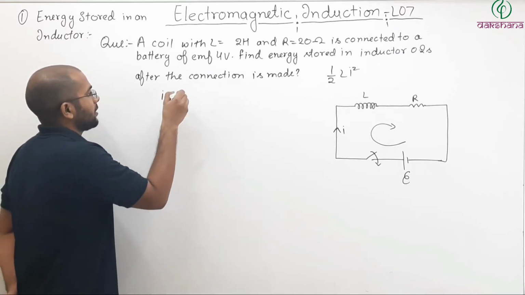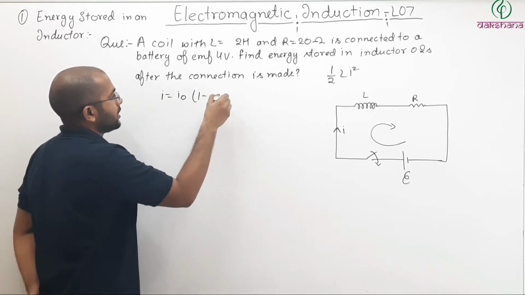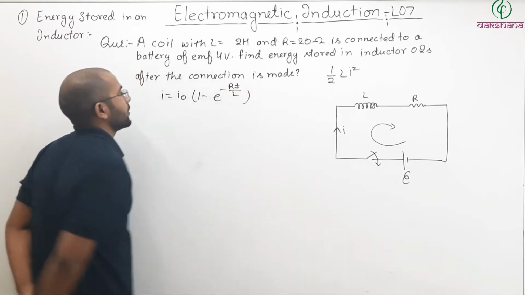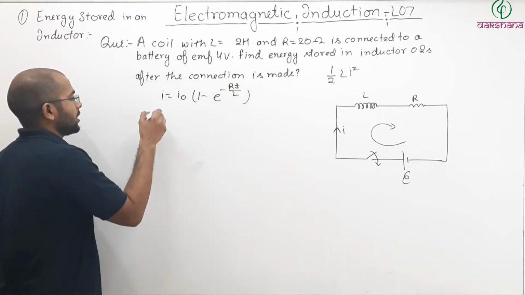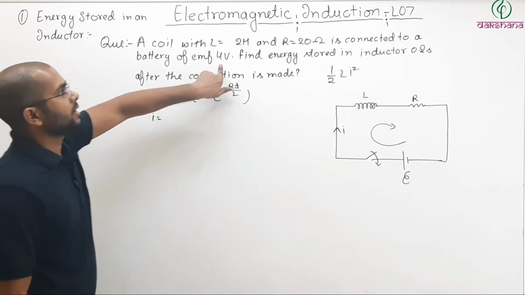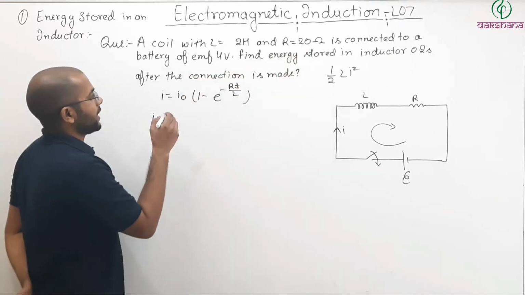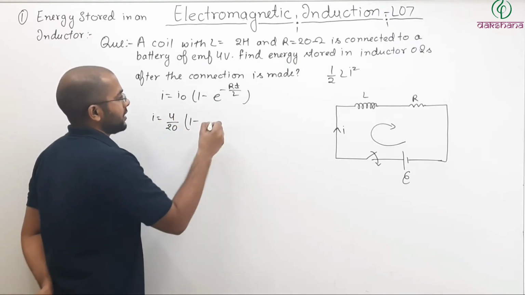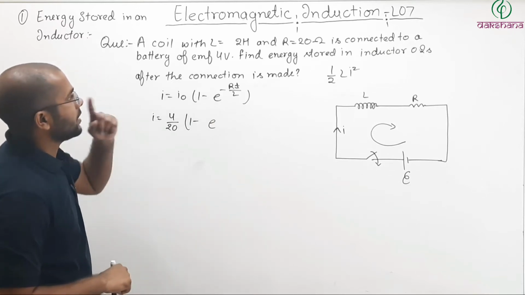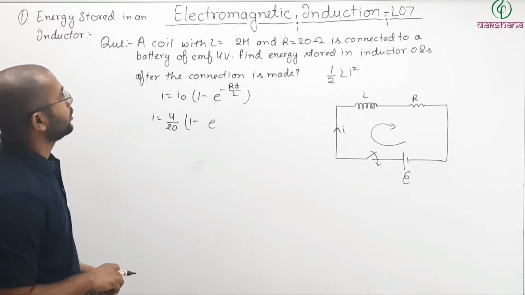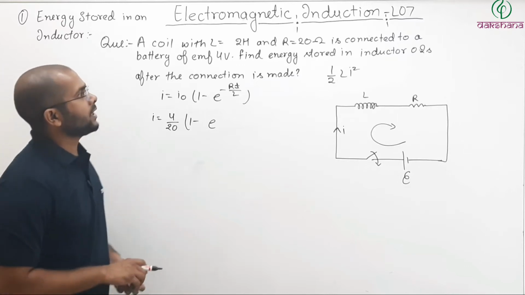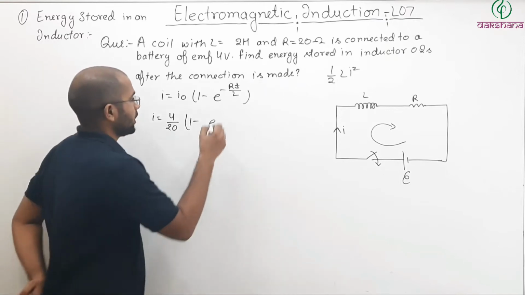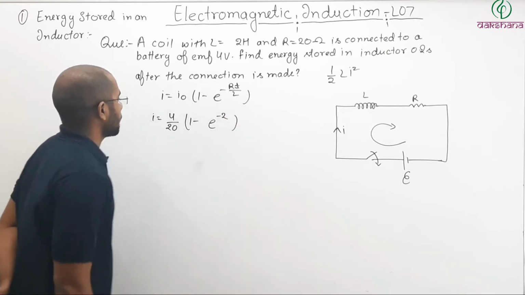So I will be equal to I naught times 1 minus e to the power minus R t by L, like this. So what is I naught? I naught is nothing but EMF of the cell divided by resistance. So 4 by 20. 1 minus e to the power... What is R? R is your 20. What is t? 0.2. What is L? 2. So 20 into 0.2, that will be 4. 4 divided by 2, that will be 2. So e to the power minus 2, like this.